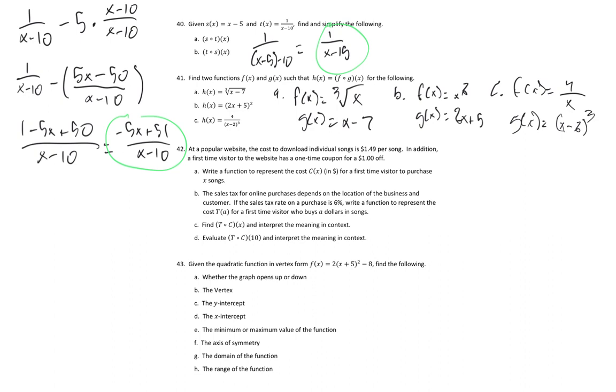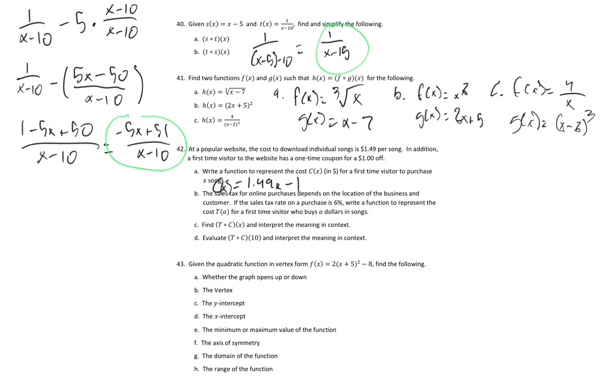All right, so 42. At a popular website, the cost to download individual songs is $1.49 per song. In addition, a first-time visitor to the website has a coupon for $1 off that they get to use one time. So how do we represent the cost for a first-time visitor to purchase x songs? Well, it's $1.49 per song, right? So 1.49x. But then you take away $1, right? Minus 1. So here would be our function.